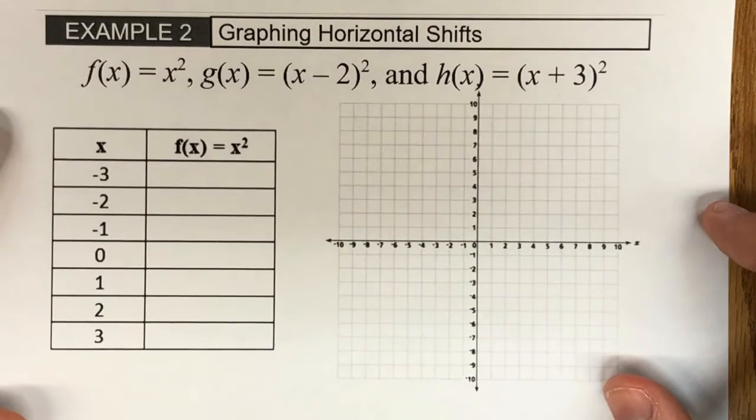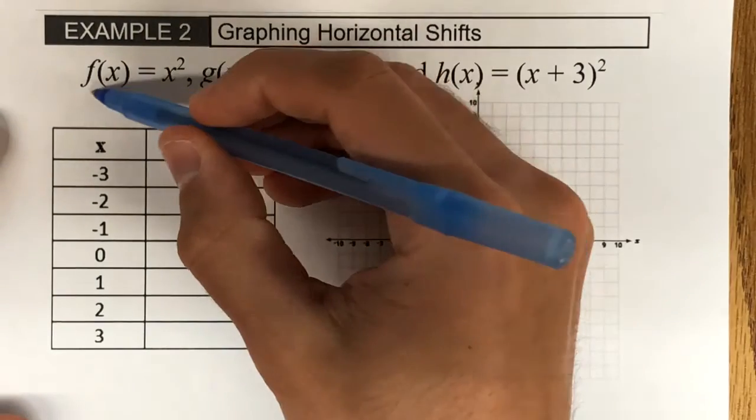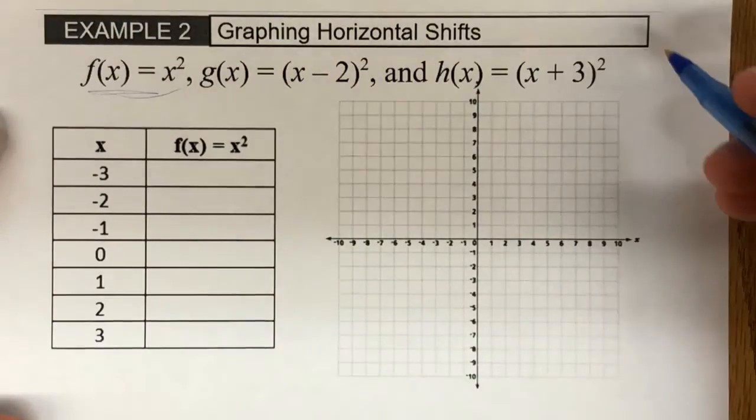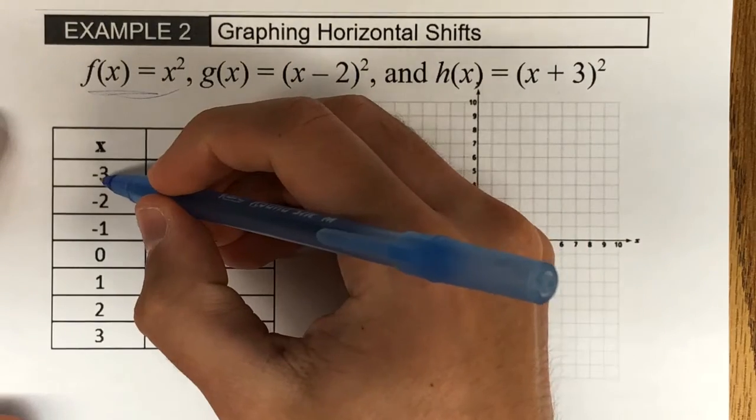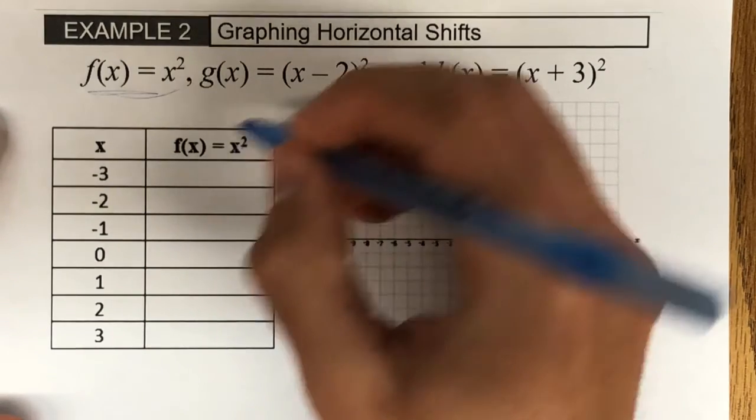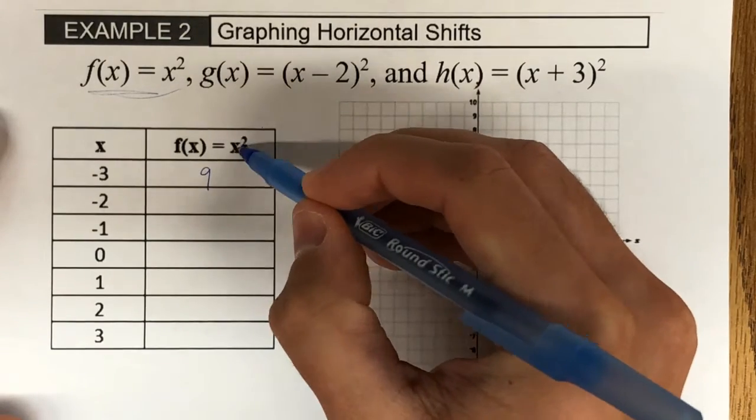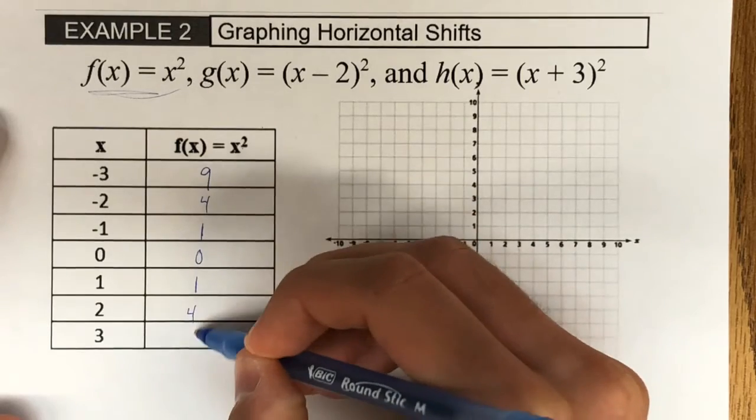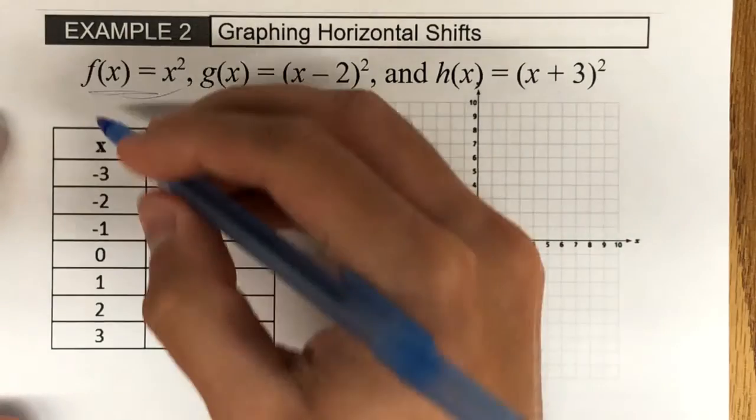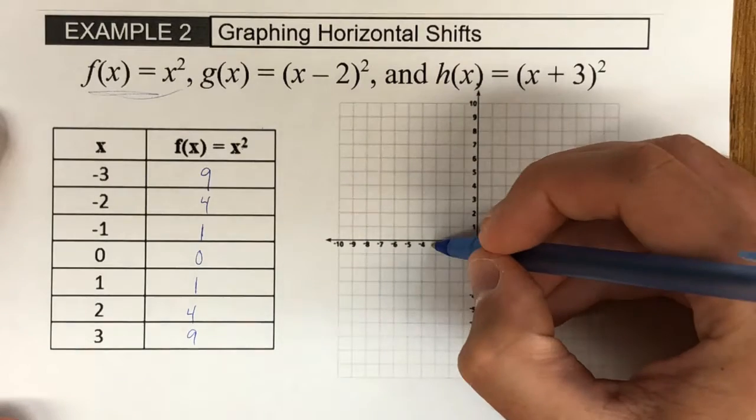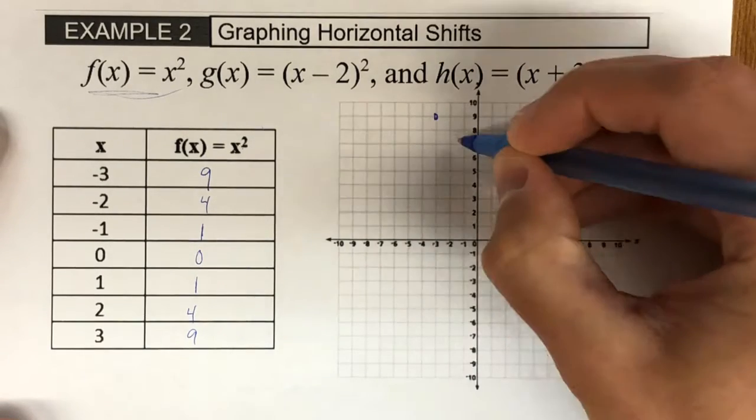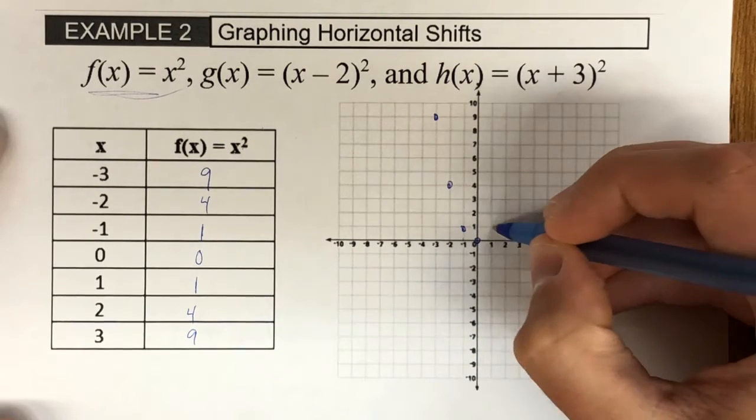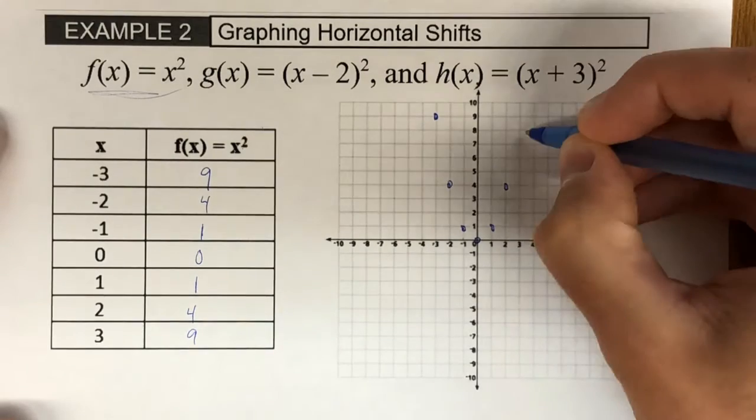Example 2, horizontal shifts. So again, we want to start just by plotting our parent function. So to plot our parent function, you just plug in x values, figure out what your f of x or your y values are. So if we plug in negative 3 here, negative 3 squared is 9. Plug in negative 2, negative 2 squared is 4. Negative 1, negative 1 squared is 1. And so on. So you can go ahead and graph those, get those points, and now let's plot our quadratic function. So negative 3, 9, negative 2, 4, negative 1, 1, and 0, 0. And then we have 1, 1, 2, 4, 3, 9.